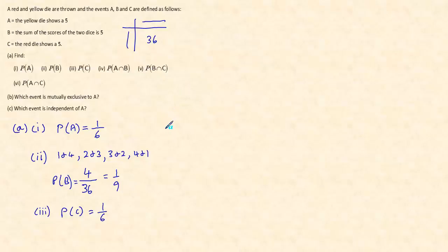So what about the probability? We're on to part 4 now. Probability of A and B. Well, that's simply got to be 0. It can't happen. If we look at event A, the yellow die shows a 5. Well, the only way we could then get a sum of 5 is for the other die to show 0, and there is no 0 on the other die. So that one can't happen.